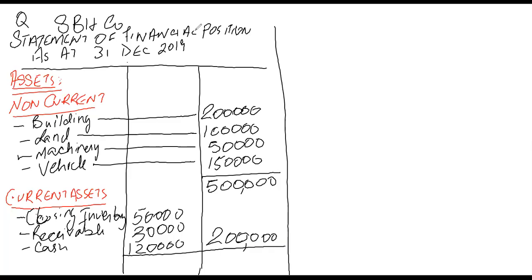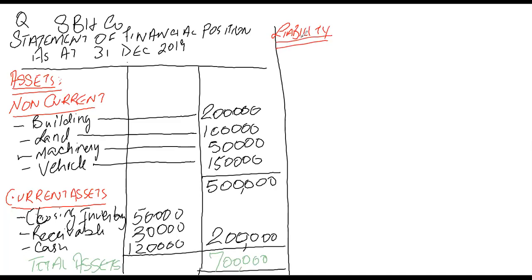So altogether, I have got 500, 600, 700,000 as the value of my total assets. Total assets make up 700,000. So this is something which can be seen from the asset side of the company. Now I'm going to draft the liability side and the equity side.